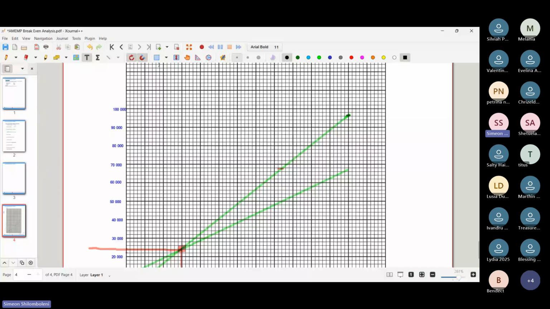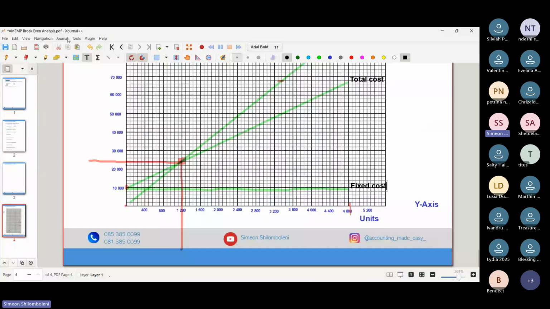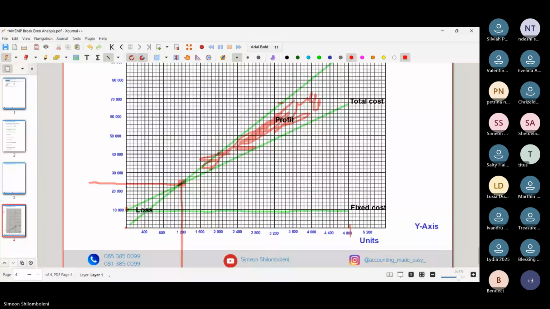The only thing that you need to do to get maximum marks, you get 1 mark for labeling your graph, for saying that is sales, for saying that is total costs, for saying that this is fixed cost, for indicating that this is profit, and for indicating that this is a loss. Which one is the margin of safety? The area that sales is allowed to fall before you make a loss. The margin of safety is this whole area. Sales is allowed to fall from here up to here without making a loss. So this area is a margin of safety.